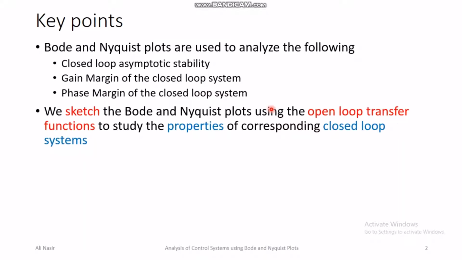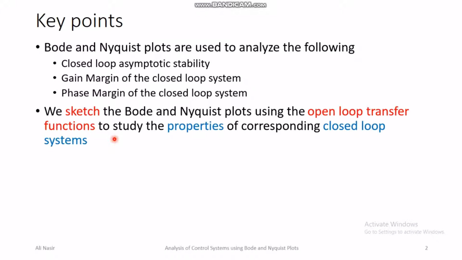And we sketch the Bode plot. This is a very important point, that we sketch the Bode plot and Nyquist plot using the open loop transfer function, and this sketch basically helps us in determining the properties of the corresponding closed loop control system. So this is similar to steady state error analysis. You see that the type of a system, when we discussed the steady state error analysis, we saw that the type of the system is determined by the open loop transfer function. The number of poles in the open loop transfer function at the origin determine the type of the closed loop system.